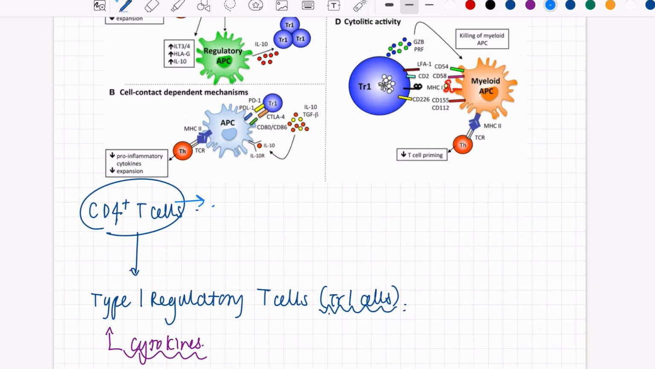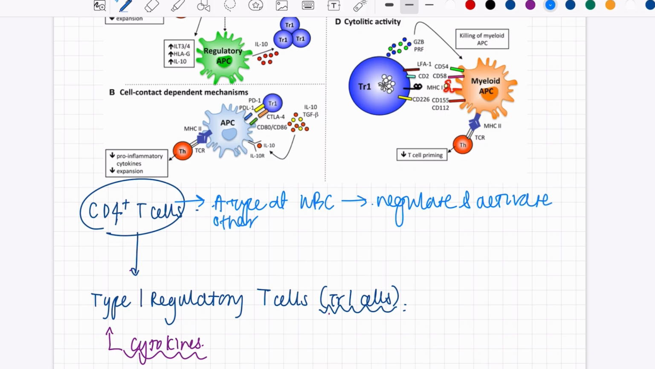definition of these T cells would be that they are a type of white blood cells that essentially play a crucial role in the immune system by helping regulate and activate other immune cells to fight infections.